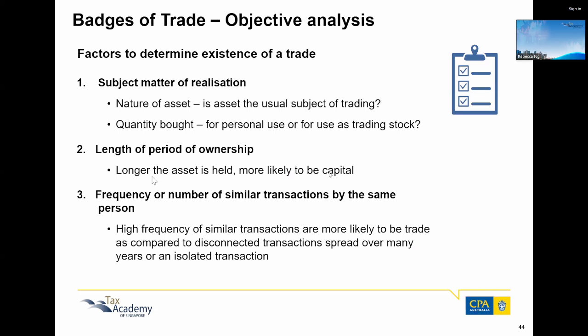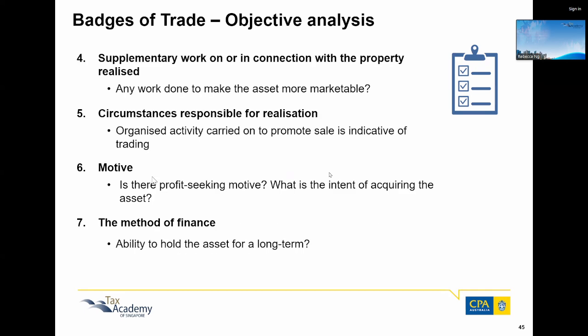The longer you hold the asset, it is more likely to be capital, right? Because you will use these assets to derive profits for your business. And the frequency of and similar number of transactions by the same person. So if you have more of the similar transactions, it is more likely to be a trade as compared to isolated transactions. Okay, these are the 3 factors. We have 10 factors in the badges of trade. So not all 10 are applicable. You have to see which are the applicable ones.